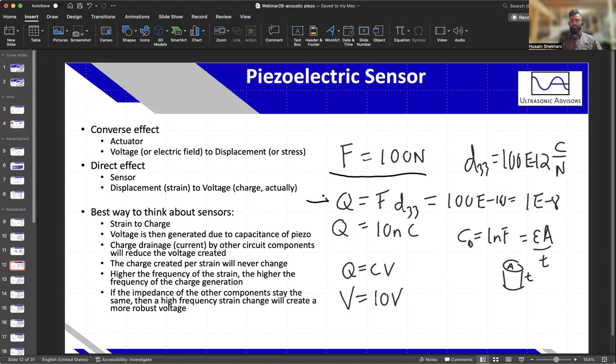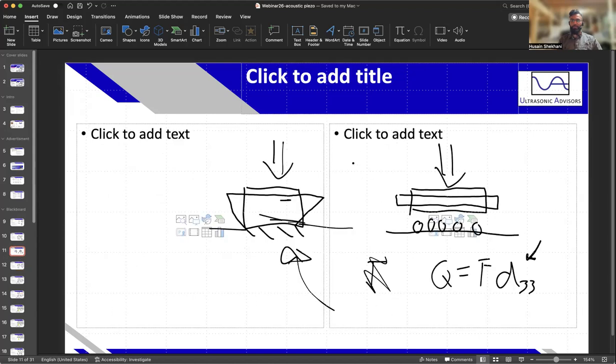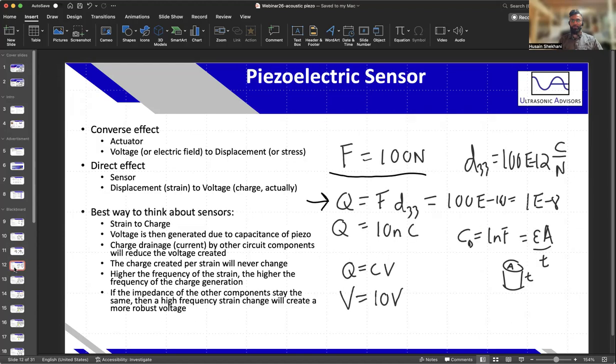This simple equation can be proven to be true for this basic element here, this case where you just have a perfectly applied stress on an element, and it's not constrained in any way. In that case, we have 10 nanocoulombs of generated charge, and then through the capacitance, I'm just going to assume a capacitance here of 1 nanofarad, we get 10 volts because Q equals CV. Q over C equals the voltage, so we get 10 volts.